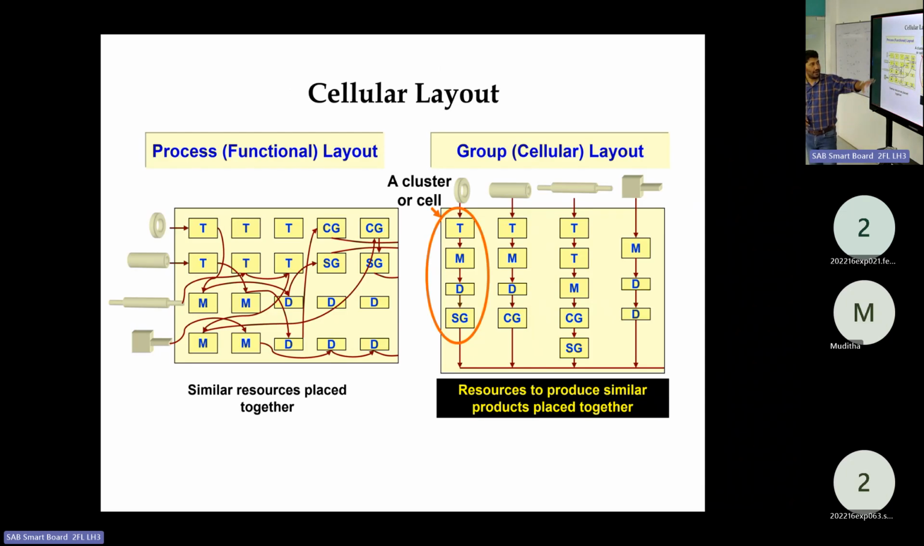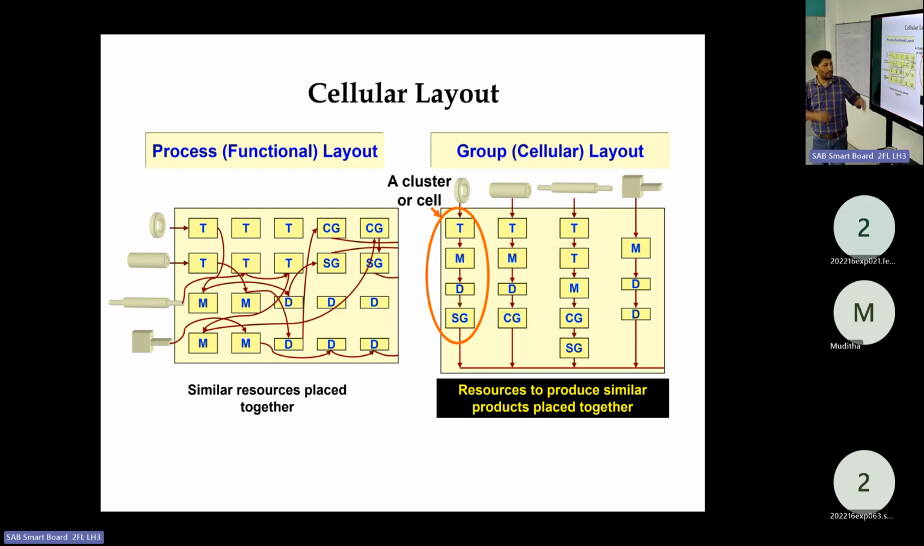Let me give an example. Now, this is a functional layout. Do you agree? This is a functional layout, similar resources together. That is used to produce these 4 different products in a flexible manner. So component 1, A, B, C, D, and they are manufactured using different routes. Flexibility is there, but efficiency is not there.